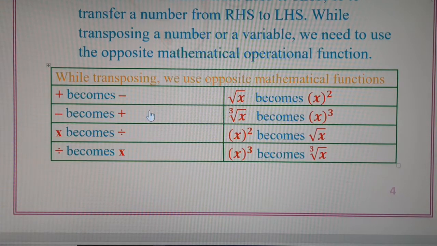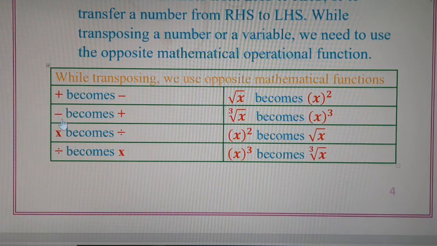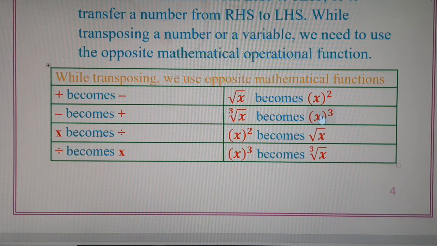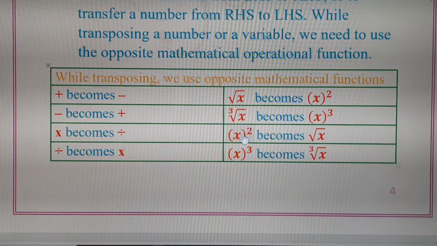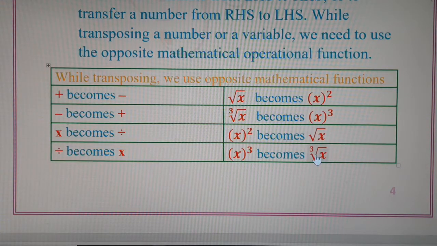Or if we are transferring from the right hand side to the left hand side also, we have to use the opposite mathematical function. That means only we have to remember the mathematical functions which are opposite of each other. Plus and minus are opposite of each other. Multiply and divide are opposite of each other. Square root and square are opposite of each other. Cube root and cube are opposite of each other. And similarly, square is opposite of square root, and cube is opposite of cube root.